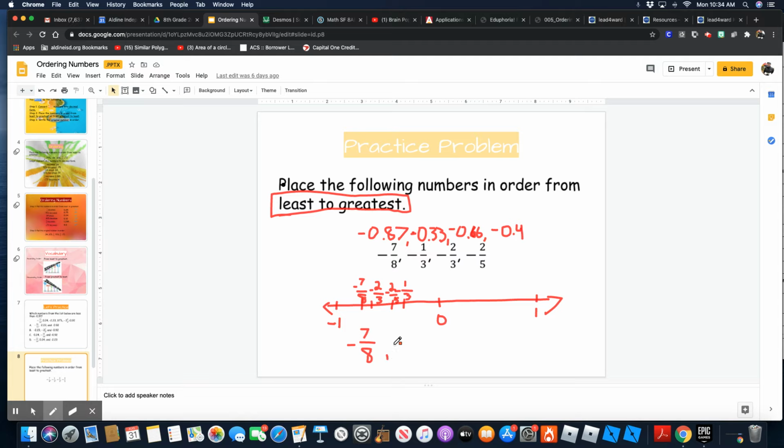I then had -2/3, because that was my next number. And then I had -2/5. And then my biggest number in this number set, or the number furthest to the right, was -1/3. So here's my answer. Place the following numbers in order from least to greatest. Here are my numbers. I'll put a big circle around that. From least to greatest.